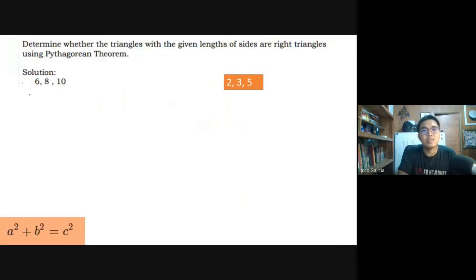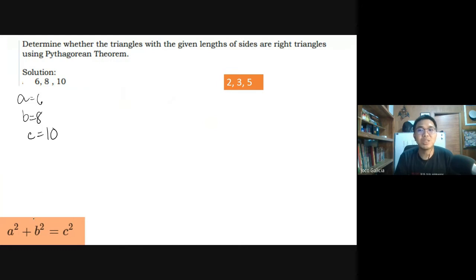Going back, si A and B: A is equal to 6, B is equal to 8, and C is equal to 10. Sir, paano nyo po nakuha yan? As I have said nga kanina, yung 10 yung longest natin, or yung C na hypotenuse natin yung longest. Now, si A and B, pwede magkabaliktad yan. Pwedeng ito yung 8, pwedeng ito yung 6.